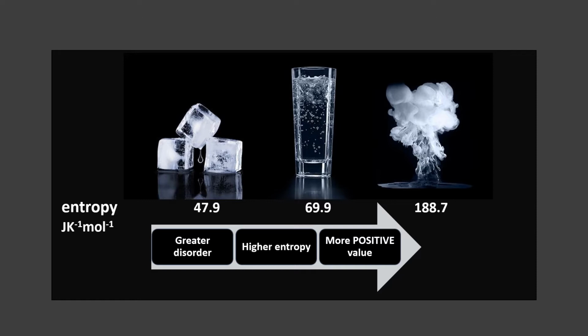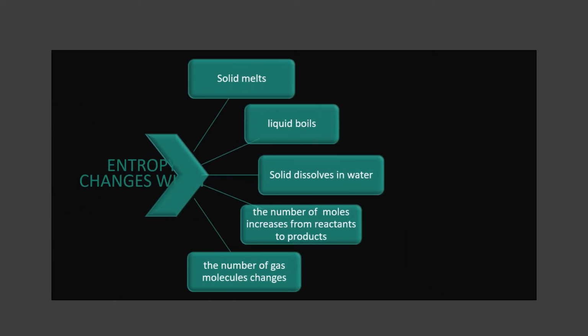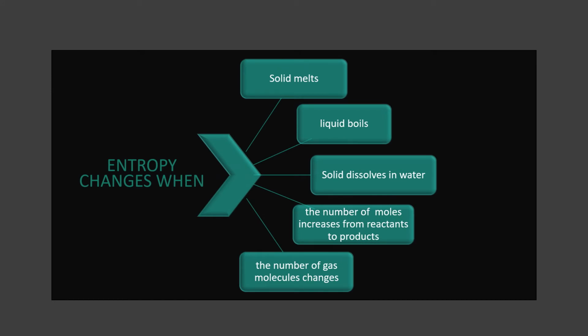So before we go into calculations, let's have a look at some instances where entropy changes and explore what you would expect the value of entropy to be like. Here we go then. These are some ways in which the entropy changes: when solids melt or liquids boil, when a solid dissolves in water, when the number of moles increases from reactants to products, or even when the number of gas molecules changes. As you know, gases have higher entropy compared to solids or even liquids. Now we will see all of these in more detail. Let's do that.